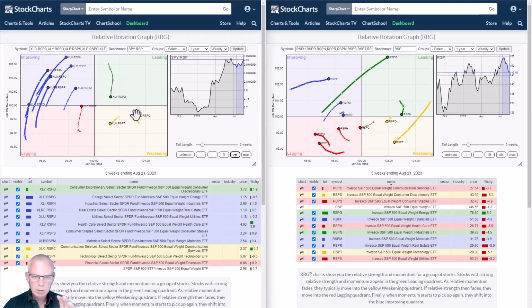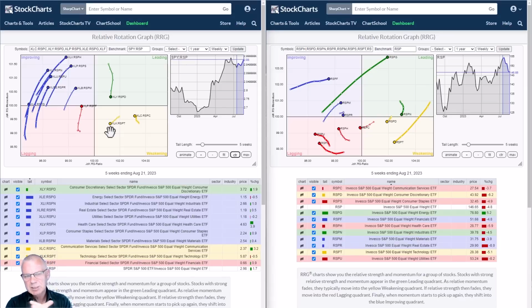So for XLY, XLC, and XLK, the dominance of the large cap stocks is going through a bit of a correction. And I need to look at my notes because I realized that it isn't exactly the same as what I said when I did my assessment.